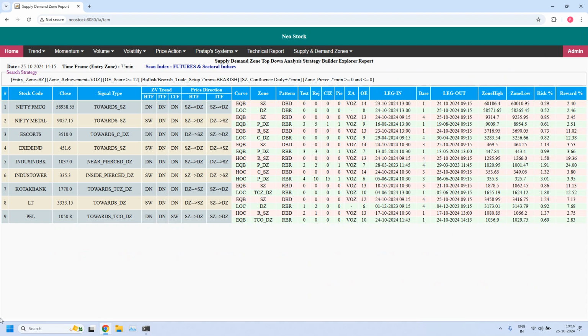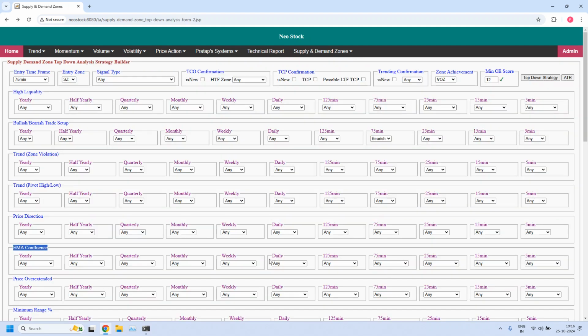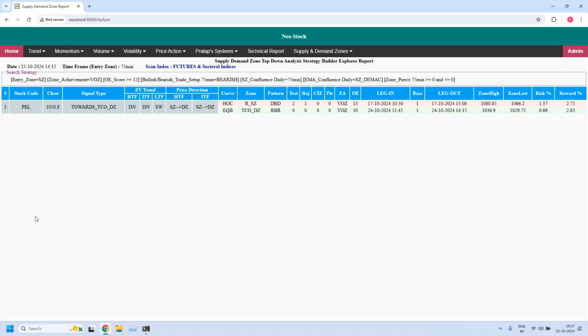In all these 9 stocks, the 75 minute entry zone is part of the daily intermediate time frame zone. The 75 minute zone is part of the daily supply zone, and for the daily supply zone, the ITF trend is a downtrend. So if the daily supply zone is having daily EMA confluence, they are an even more high probability setup. So in the EMA confluence at daily time frame, daily supply zone with daily EMA confluence, because the 75 minute supply zone is part of the daily supply zone. That's why we are looking for daily EMA confluence with daily supply zone. We got only 1 stock. So this is a high probability supported stock.